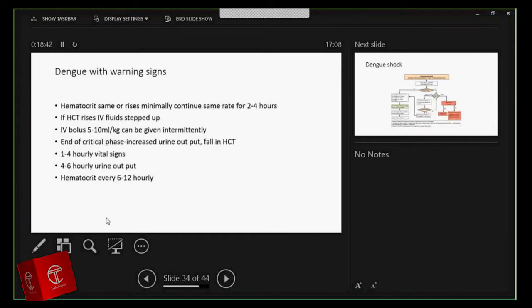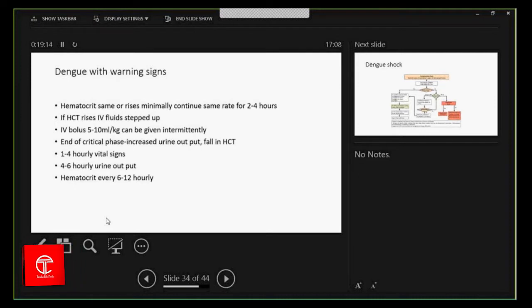So dengue with warning signs: if the patient's hematocrit remains the same or rises minimally, you continue the same rate for 2 to 4 hours. However, if the hematocrit is rising, then you need to step up the fluid. So in between, while you will be stepping up fluids, you might need to give IV boluses to match up the fluid volume that has been lost. So you can give short-term boluses like 5 to 10 ml per kg intermittently.